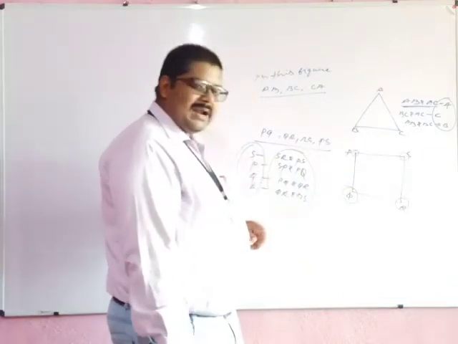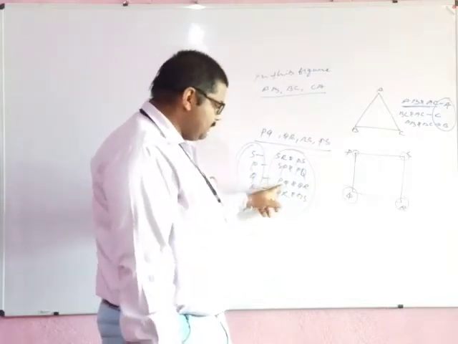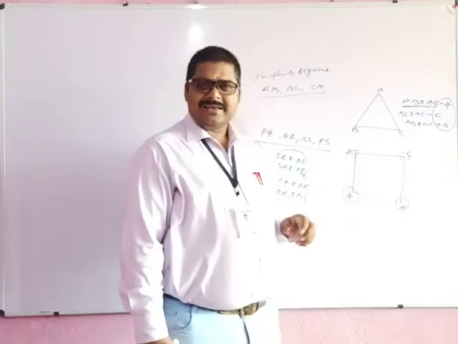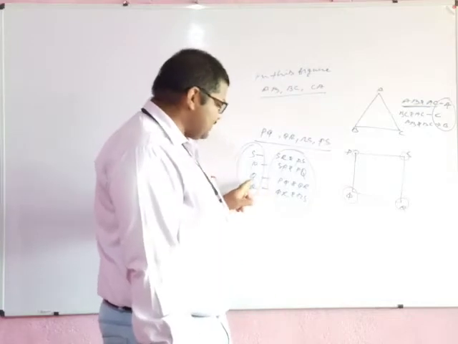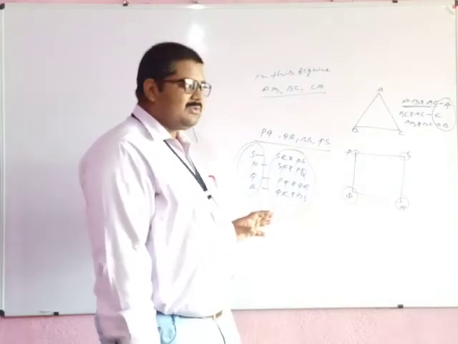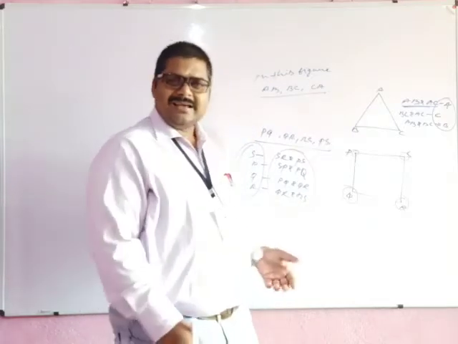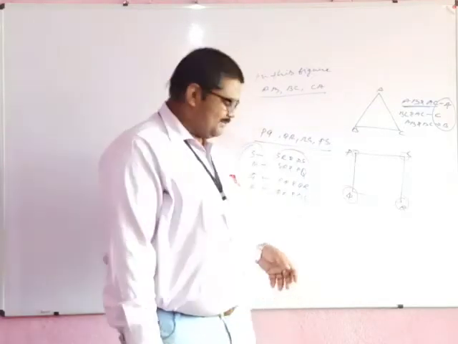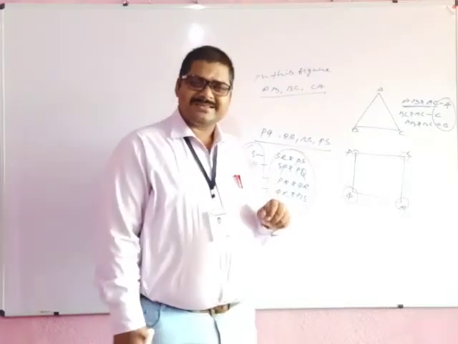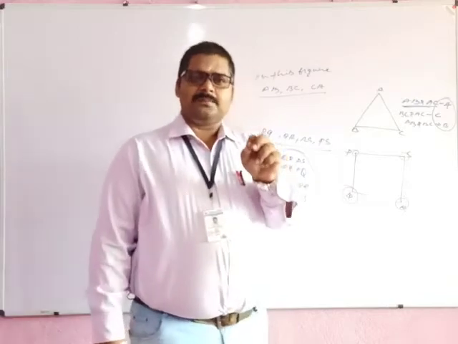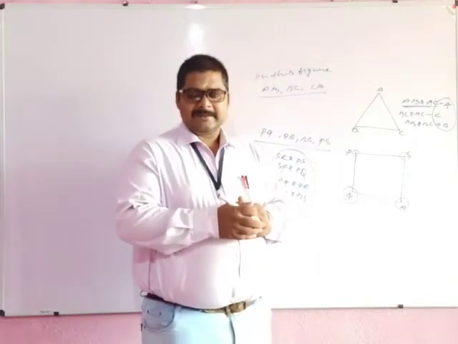SP and PQ are adjacent sides because they have a common point P. PQ and QR are a pair of adjacent sides because they have a common point Q. And lastly QR and RS are adjacent sides because they have a common point R. Any two sides which have a common point are known as adjacent sides.